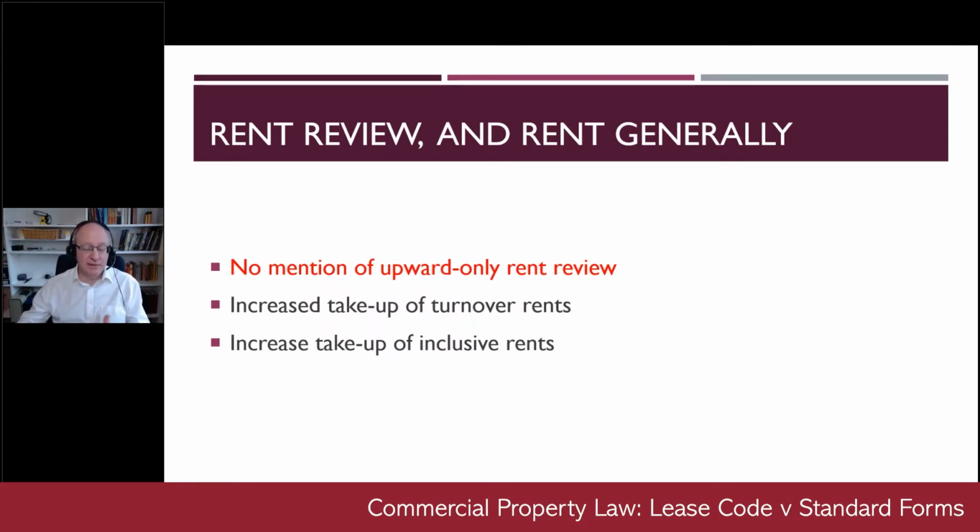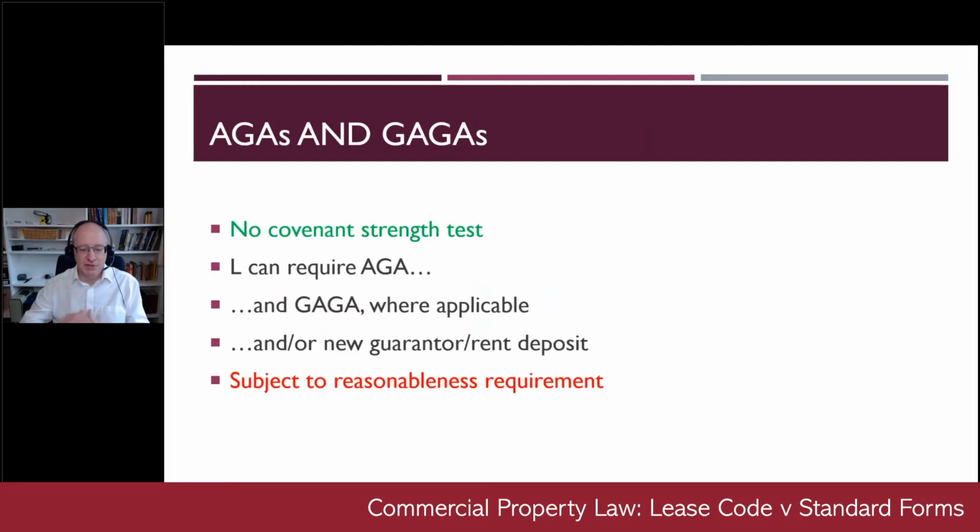And generally speaking, the code has a fairly relaxed view to restrictions on alienation. One thing that's new in here is the old code provided for provision of an ARGA upon assignment, an authorised guarantee agreement, only in circumstances where the proposed assignment would dilute the covenant strength. And the new code is a bit more landlord friendly than that. The new code says that leases should enable the landlord to require provision of an ARGA, plus a so-called GARGA, if applicable. For anyone not familiar with that term, a guarantee of an ARGA.